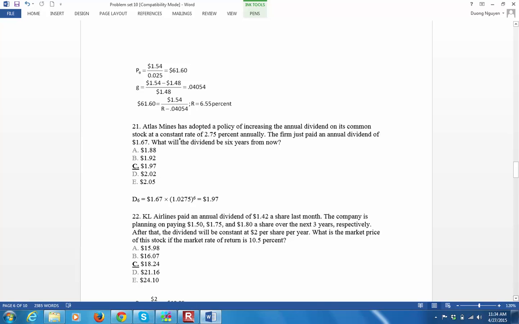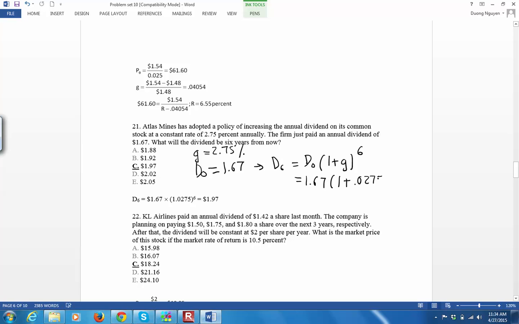Now, you have constant growth of 2.75% and the firm expects an annual dividend D0 equal to 1.67. What should be the dividend 6 years from now? So D6 would be equal to D0 times 1 plus g to the power 6. It is 1.67 times 1.0275 raised to the power 6, equal to 1.97.